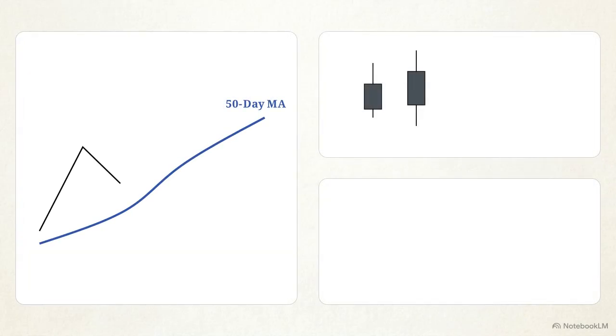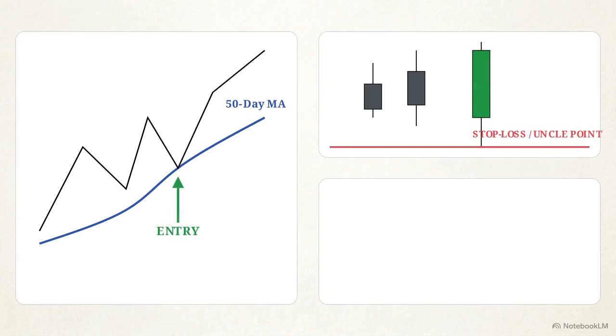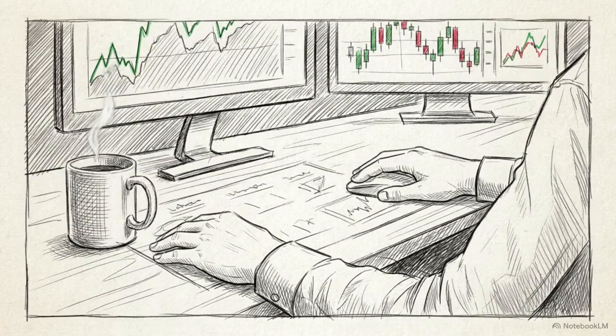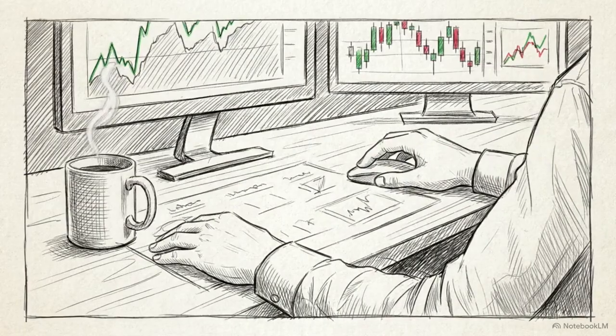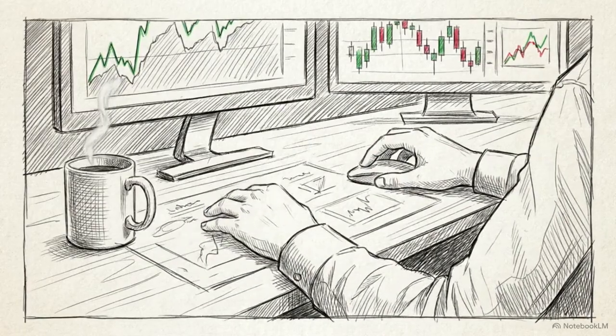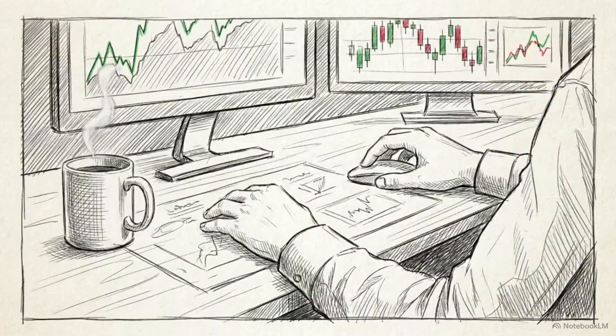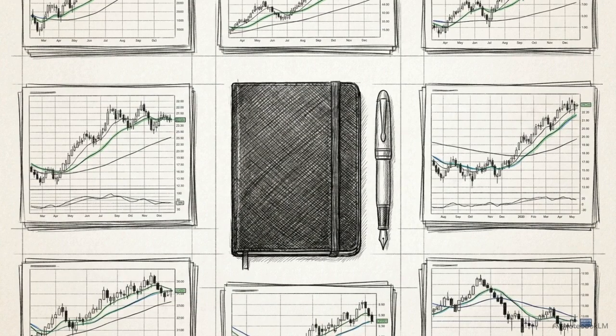Let's review the final setup on this graphic. You enter exactly at the moving average line, you draw a hard stop-loss line perfectly beneath the reversal low, and you scale your position size to match the stock's volatility. You have removed the guesswork. You now rely on strict technical levels and a consistent position sizing framework to protect your capital before you press buy. Now it is time to build this structure into your own trading routine.